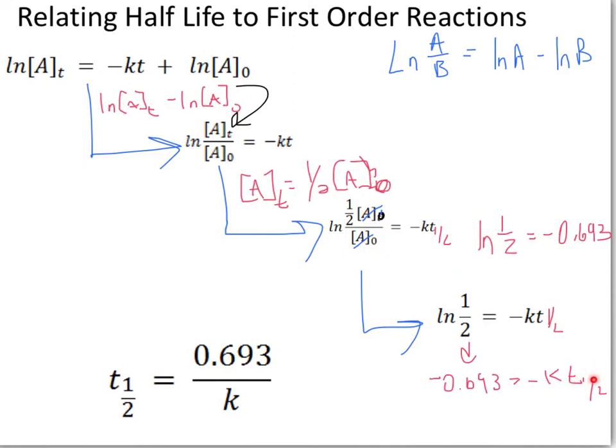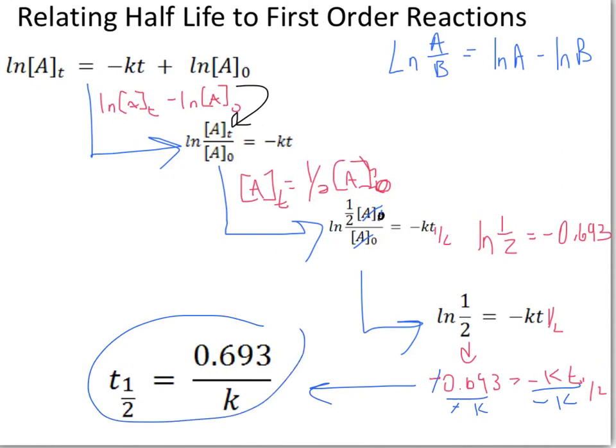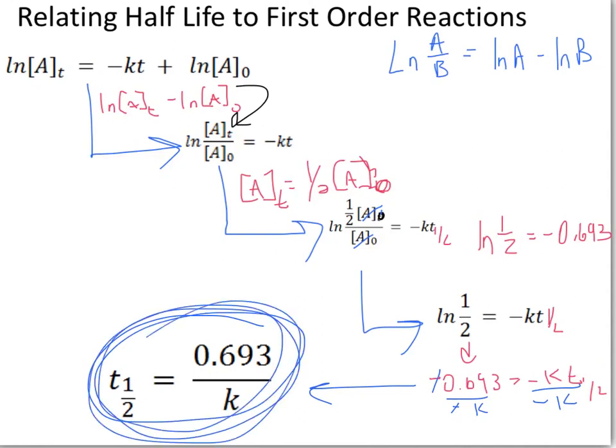Now we've got t to the half, and this is what we're concerned with because we want this half-life time. So I'm dividing off a negative k, dividing off a negative k on both sides. The negatives cancel out, and that's how I end up with my half-life equation for a first-order reaction. And again, notice my concentrations canceled out. This is the only order reaction where the concentrations actually cancel out, and this is why my half-life for first-order reactions is concentration independent.